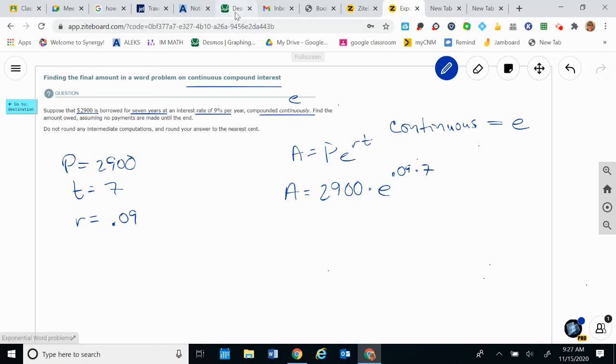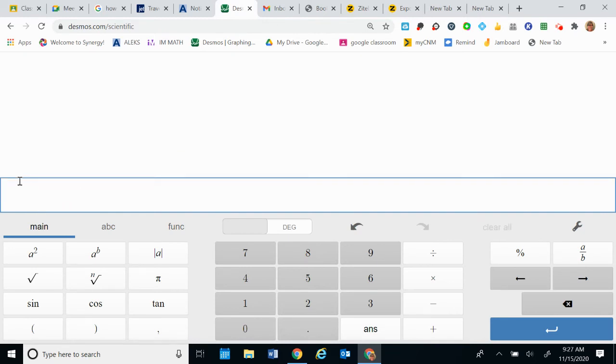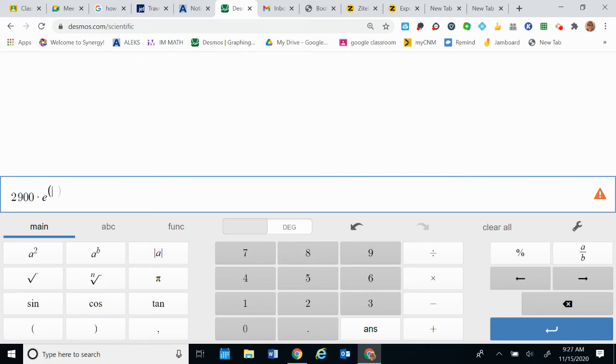Okay, here we go. Let's go to Desmos. We're going to go 2,900 times E to the, parentheses, actually, I might not need that. 0.09 times 7, close parentheses. 5,445. Okay, that's your answer.